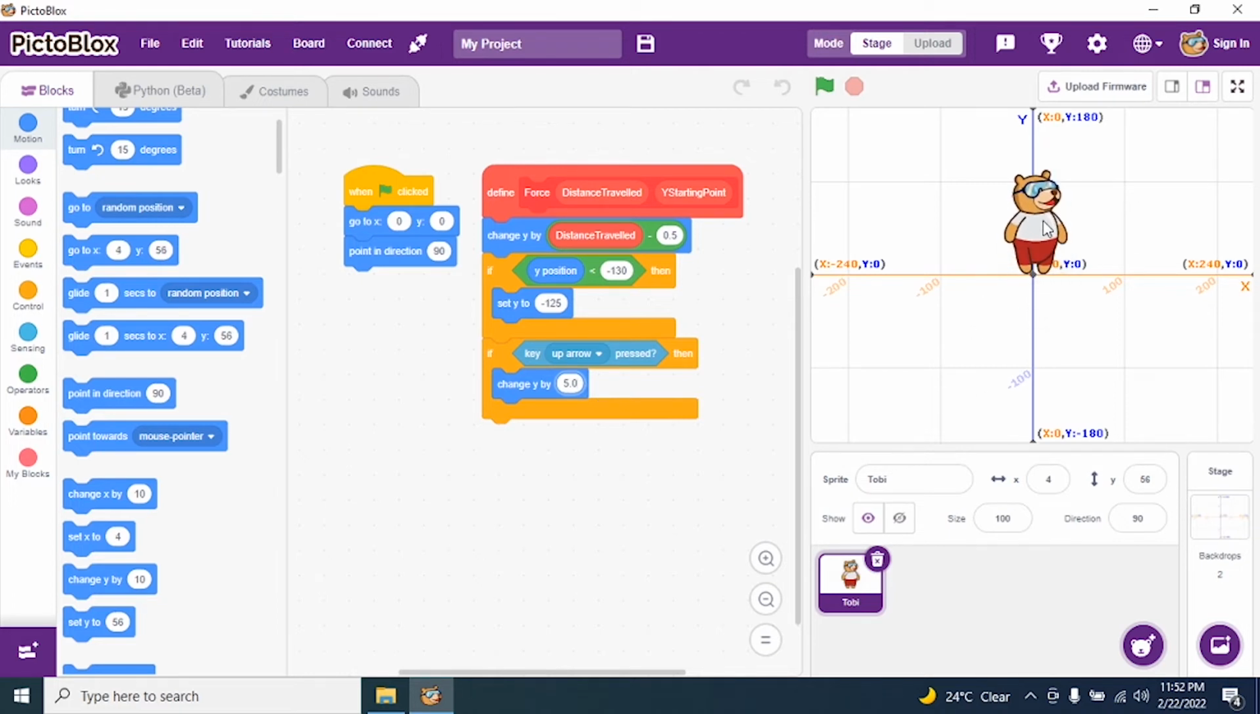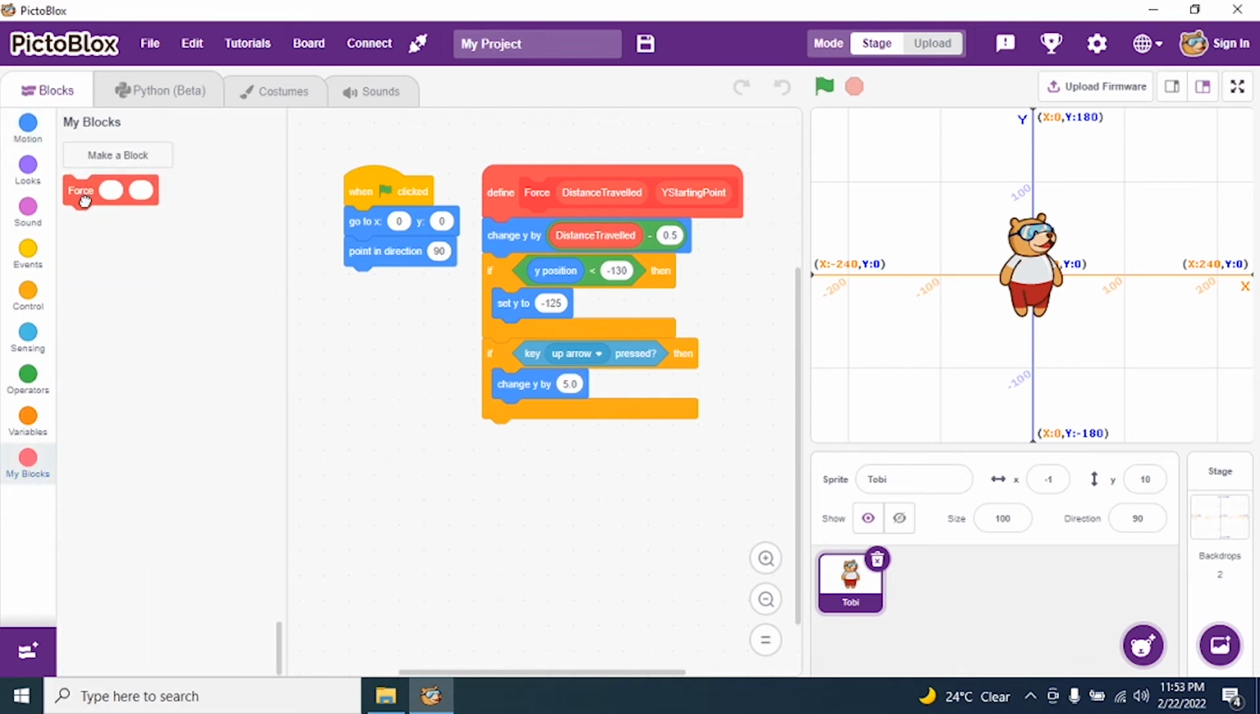The moment you press up arrow, when he is coming down, suppose I want to press here, my Toby will start bouncing. The moment I press up arrow, wherever my Toby is, from that point it will move 5 points upwards. Understood? So change y by 5 when I press up arrow. And then I go to my block and I call my block.